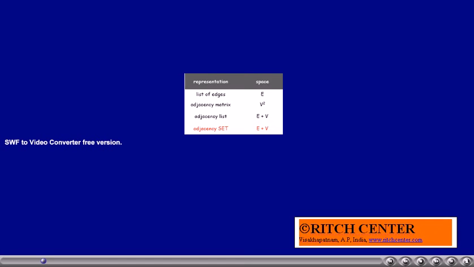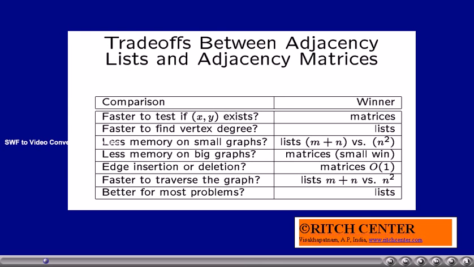The memory requirements of graph representations: if we store only edges, then the space required is E, where E is the total number of edges in the graph. In the case of adjacency matrix, we require V square locations. In the case of adjacency list, E plus V locations. In the case of adjacency set also, we require E plus V. However, evidently, either adjacency matrices or adjacency lists are commonly used. The following table compares the trade-offs between these two representations.